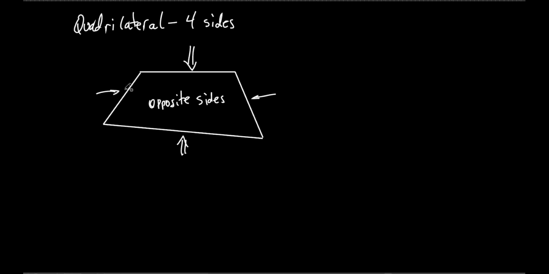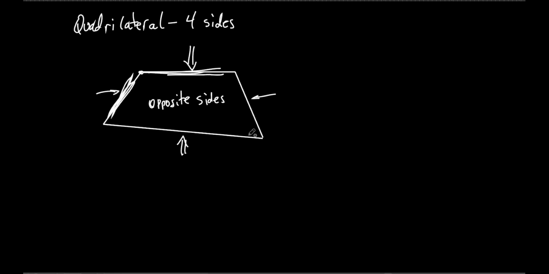This side right here, I should have labeled them, but I didn't, and this side right here are not opposite each other. Why? Because they share, see that? They share that point right there, all right? Do the opposite sides share a point? No, they don't. So that's how you know if they're opposite sides. Everybody got it?